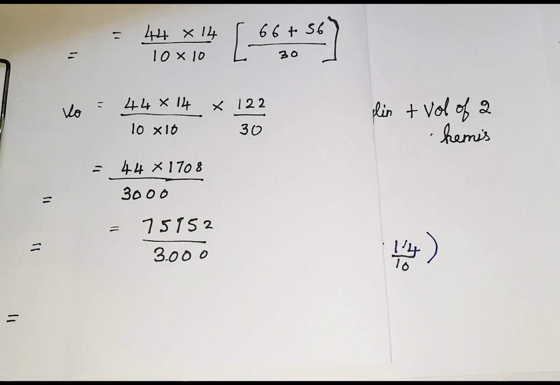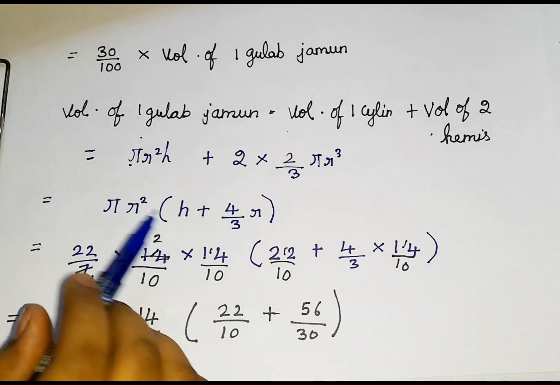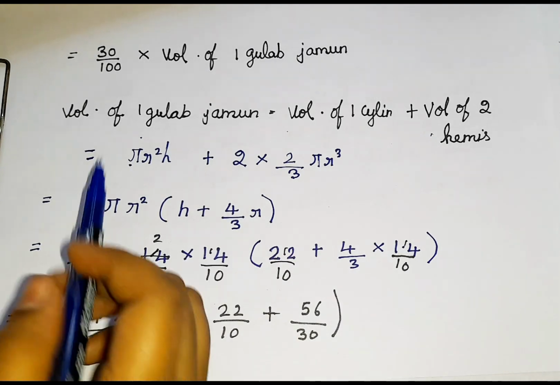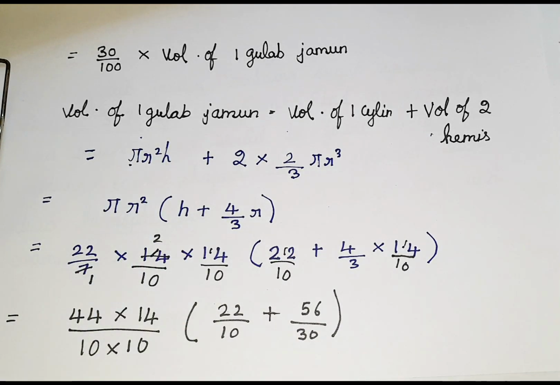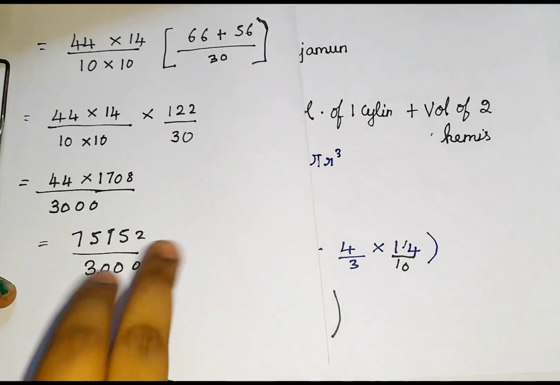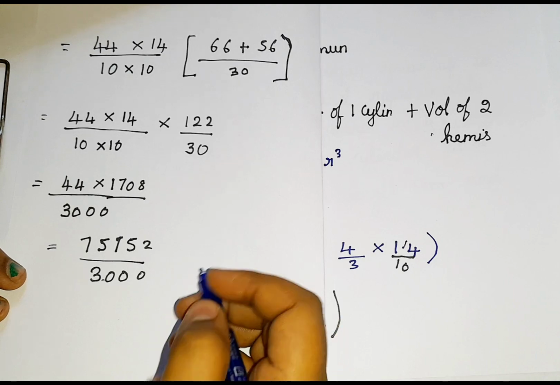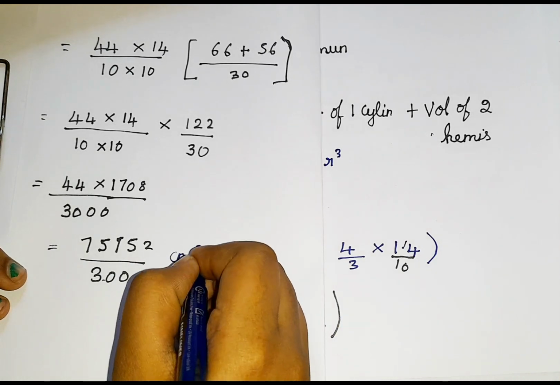Since we found the volume, this calculation is a continuation of this part, am I right? Here we just found the volume. Because we found the volume, we are supposed to write centimeter cube.